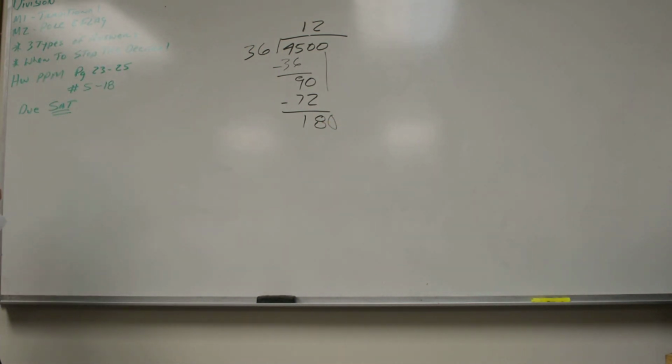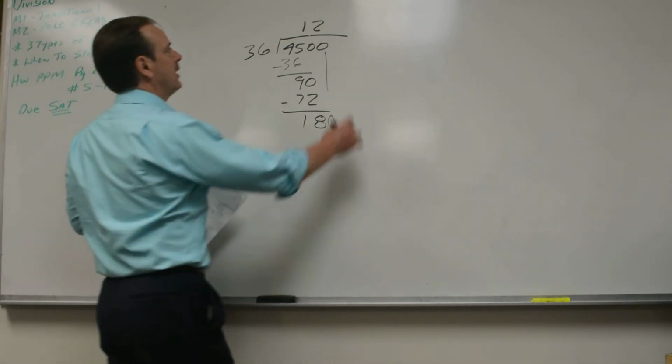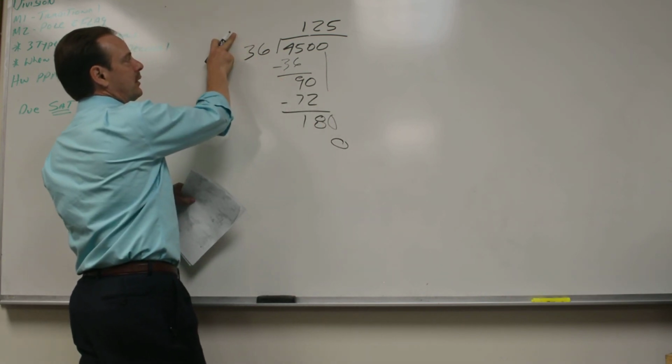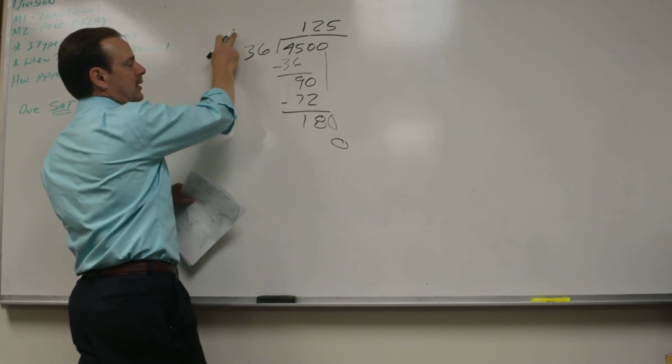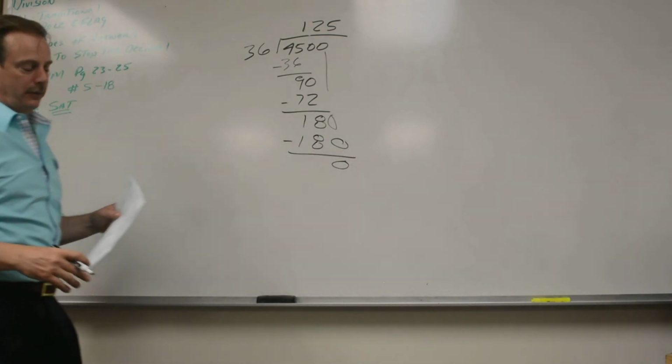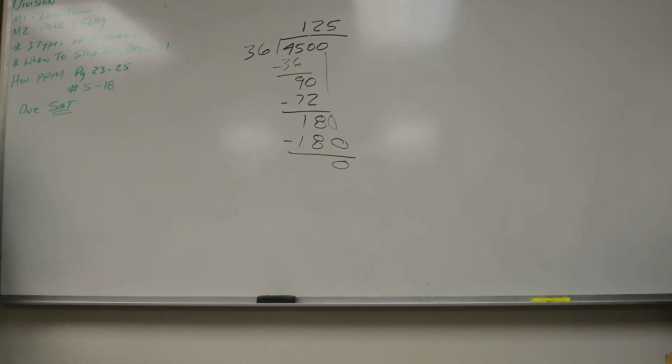Does 36 go into 180? Yes. How many times? 5 times. We put a 5 here. 5 times 6 is 30, carry the 3. 5 times 3 is 15, plus 3 is 18. Subtract it out, it terminates. 125. Terminated! Don't forget your decimal. Don't need it, but you should.